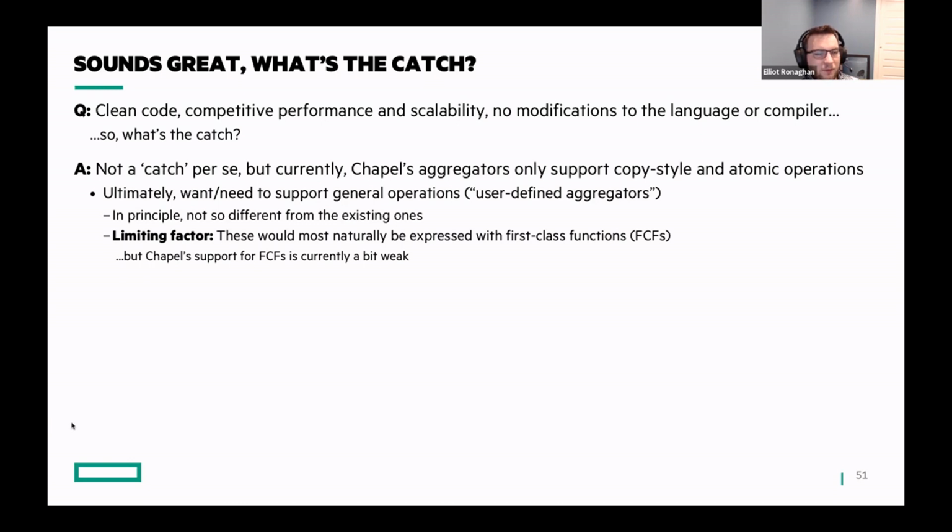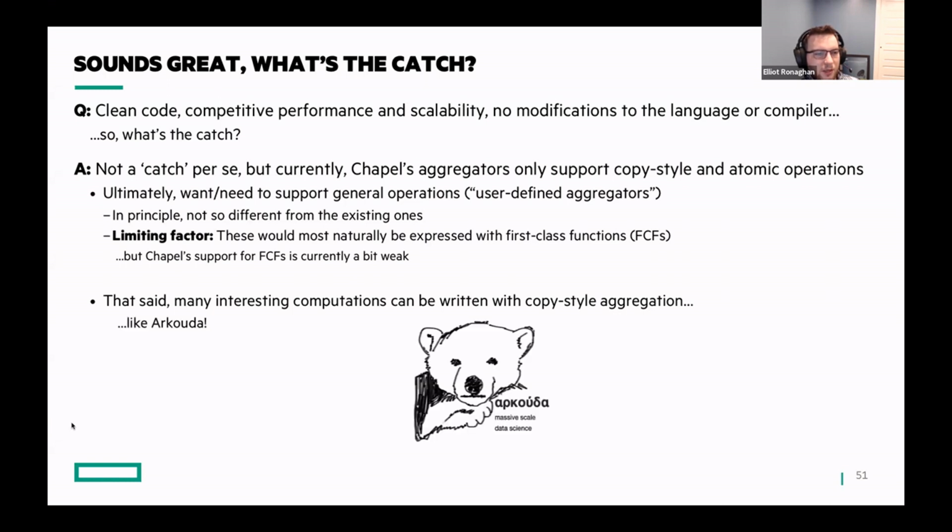And then a sufficiently advanced user could write their own aggregators. I think I mentioned before, it's really only 100 lines of code per aggregator, but it isn't as trivial as just specifying a first-class function or a lambda to specify how to aggregate. That said, though, there's definitely a lot of interesting computations that can be written with these copy style aggregators over the atomic ones. And in particular, the user application I want to talk about today is Arkouda.